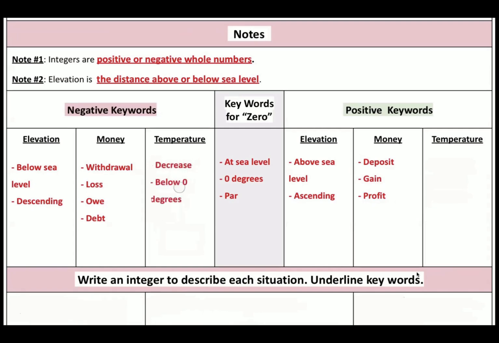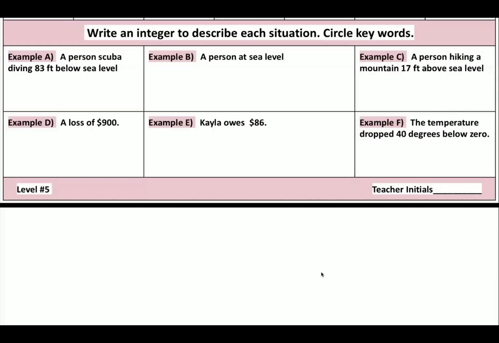And then for temperature, we have decrease or going down, below 0 degrees. And positive temperature keywords are increase and above 0 degrees. Pause the video if you need more time, and then we'll do a few examples. Let's take a look at the bottom of page 1. It says write an integer to describe each situation, underline keywords. I'll do example A with you, and then you can complete the rest on your own.